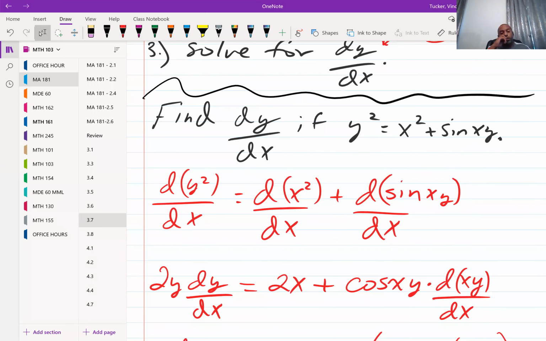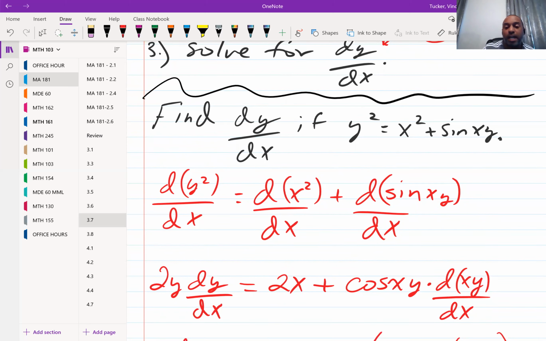All right, so implicitly, taking the derivative of y squared, that gives you 2y. But because we're taking it with respect to x, that leaves us with the dy/dx piece. Taking the derivative of x squared will just be 2x.